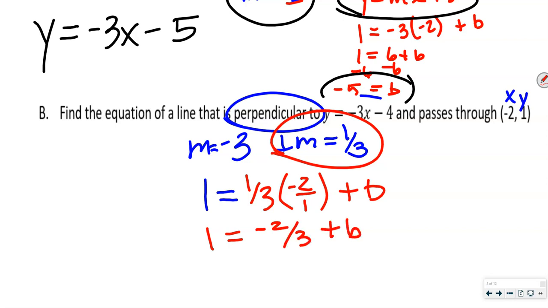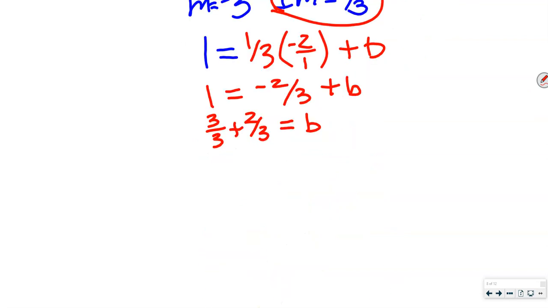Now how do we combine this? Hopefully you remember you give them common denominators. So this is 3 over 3. Now I'm going to add that 2/3 to it because I'm getting rid of it from the other side. So what is that going to give me? What is 3 plus 2? 5, right? So this is going to be 5/3 is equal to b.